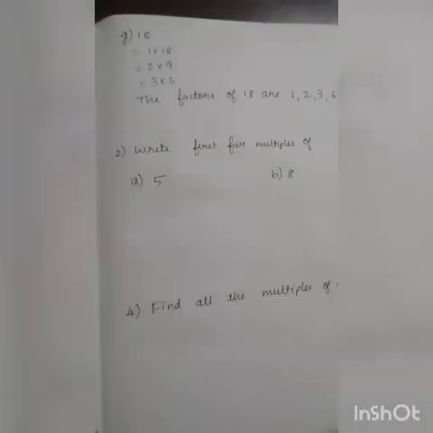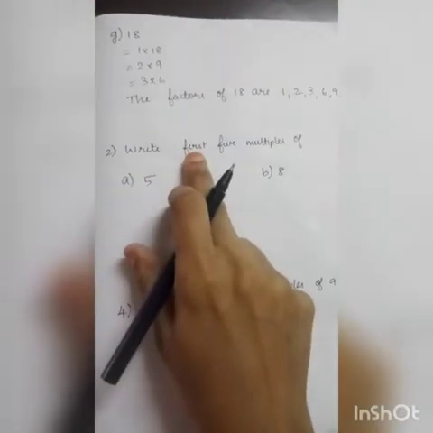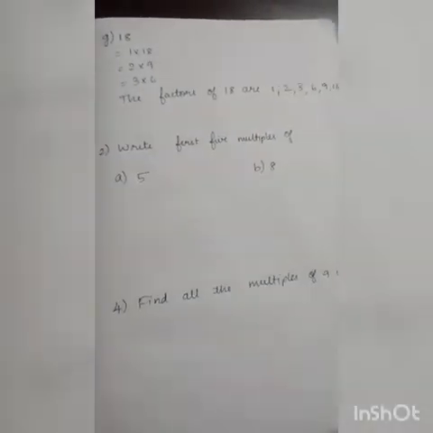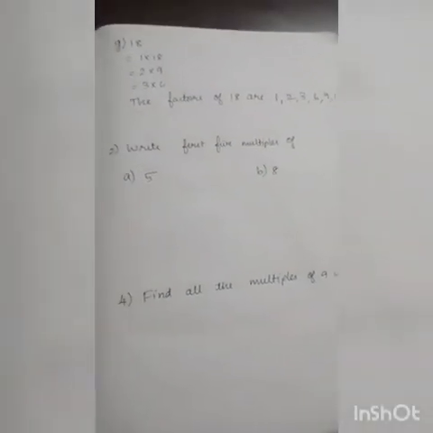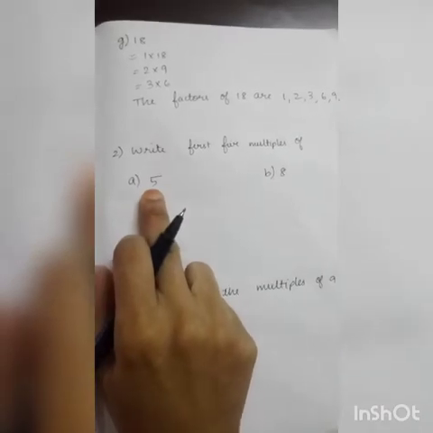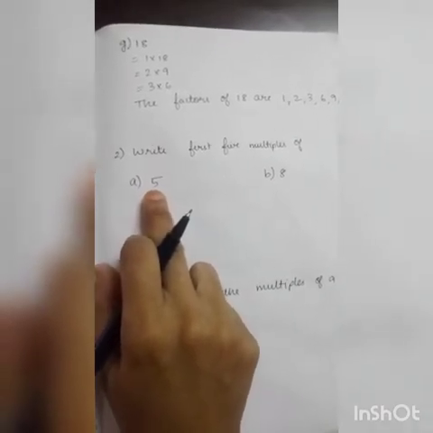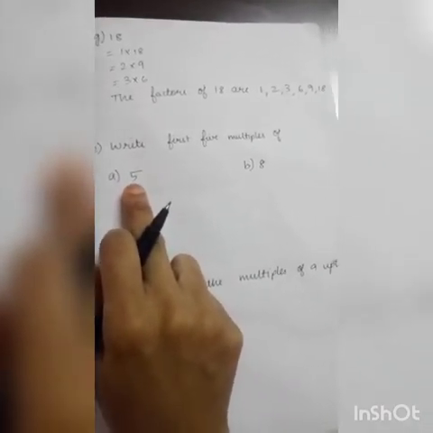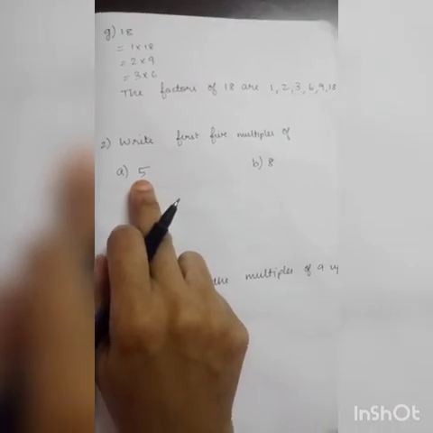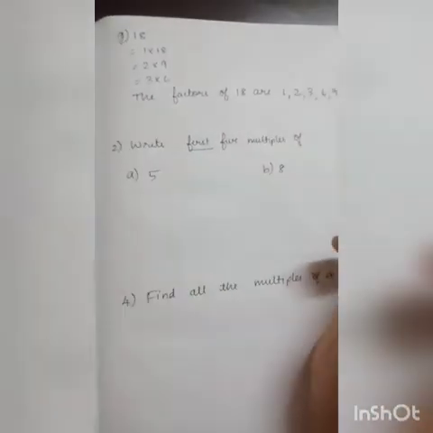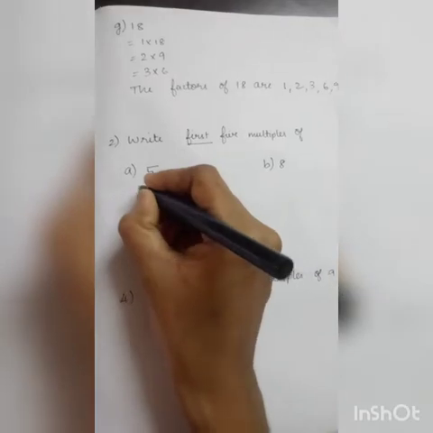What is the second question? You can see your textbook, okay? Write first 5 multiples of 5. They will give you a number and we are going to find the multiples. Multiples means what? Tables answer. That too they have asked you the first 5 multiples. So what should you start?